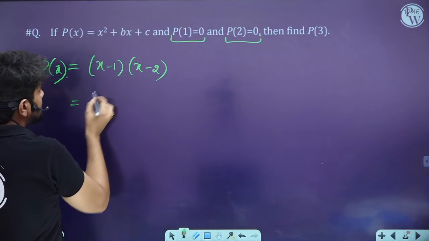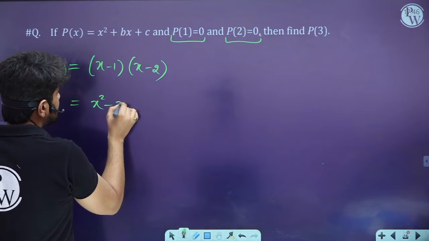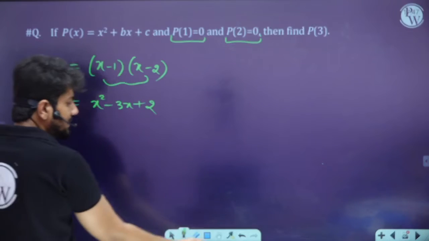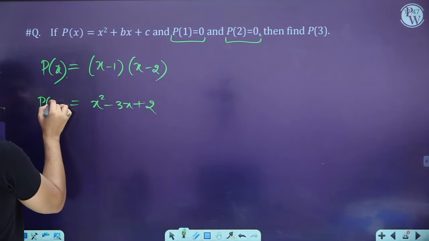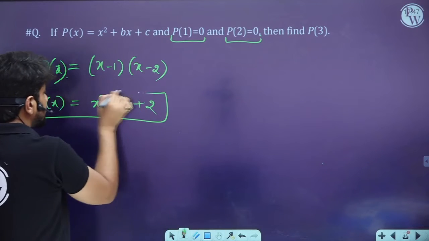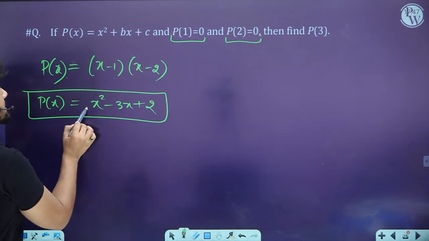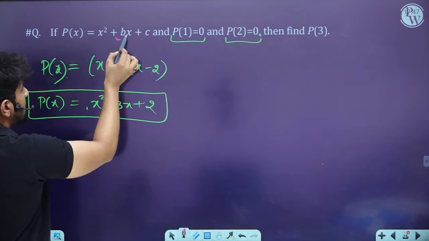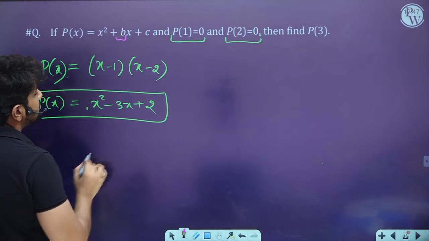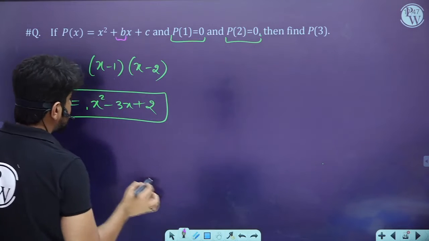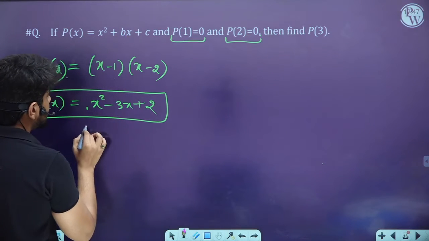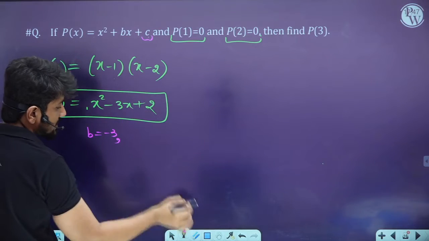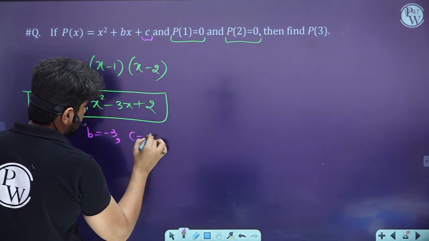If I multiply these two, I will get x square minus 3x plus 2. Their multiplication will produce this thing. This is our expression p(x). Yes, everybody. See, coefficient of x square is 1, coefficient of x square is 1. What is the value for b? If you compare, here the coefficient of x is b, here the coefficient of x is minus 3. The value of b is minus 3. The value of c is plus 2.